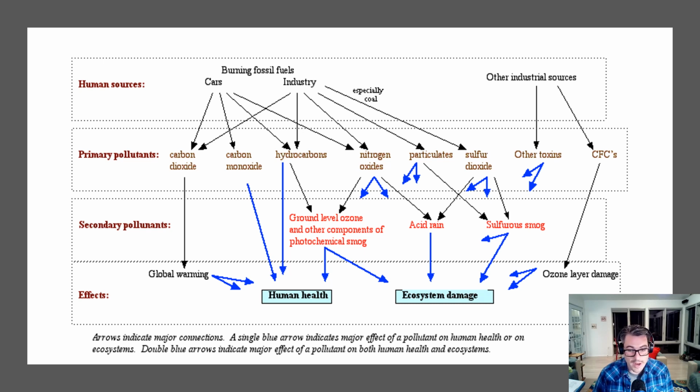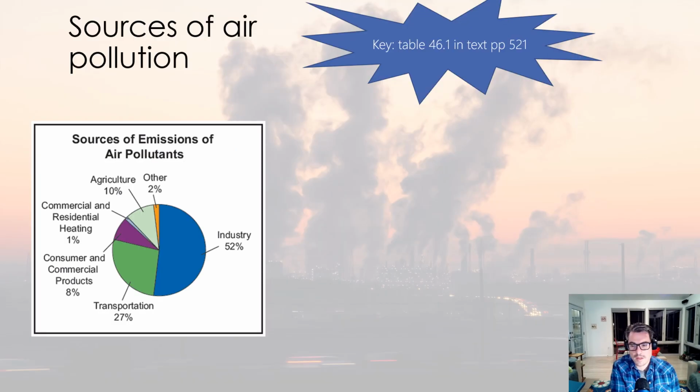They can affect human health, they can cause global warming, and they can affect the ecosystem or damage the ozone layer. I want to pause and note that there's a key table, 46.1, in the textbook on page 521. In this table, you'll find a list of air pollutant compounds and their associated chemical symbols, their human-derived sources for each, and the effects and environmental impacts for each.